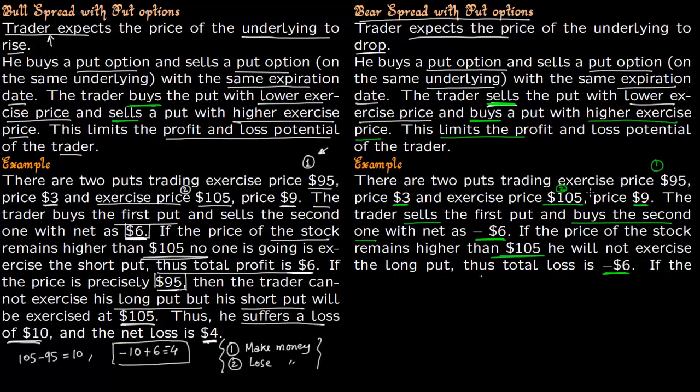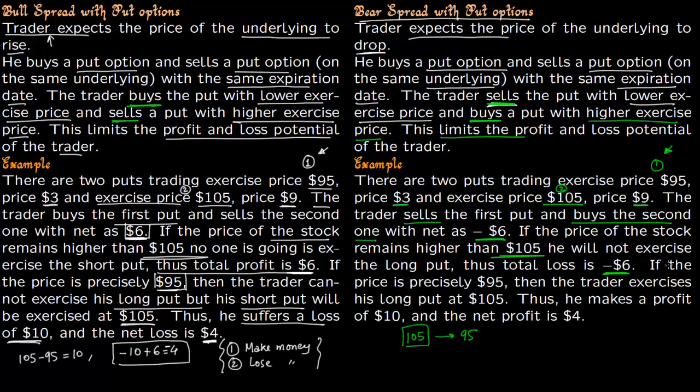If the prices are above 105, the person who bought number 1 also will not exercise, because the share price in the market is 105. He is not going to buy at 105 and sell it to this trader for 95. The person who bought the put was expecting the price to drop. On the other hand, if the price is precisely $95, then the trader exercises the long put at $105. So he makes a profit of $10, and his initial loss was $6. So 10 minus 6 gives him a net profit of $4.